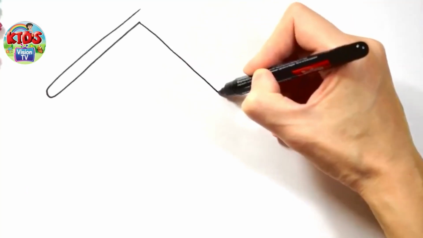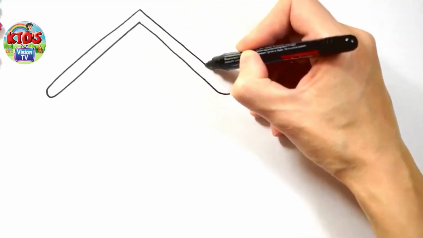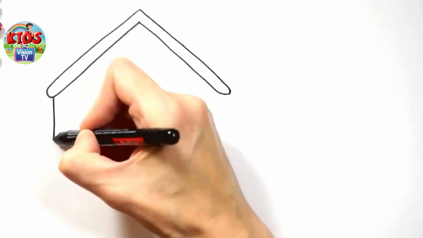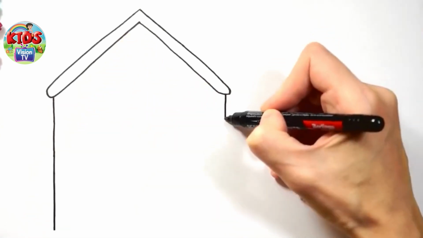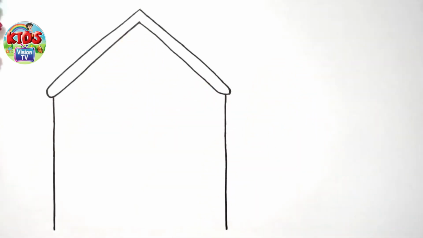Hello everyone, today I am drawing a house. Let's draw with me. First, I am drawing the roof of the house. Then a straight line for a front of the house.